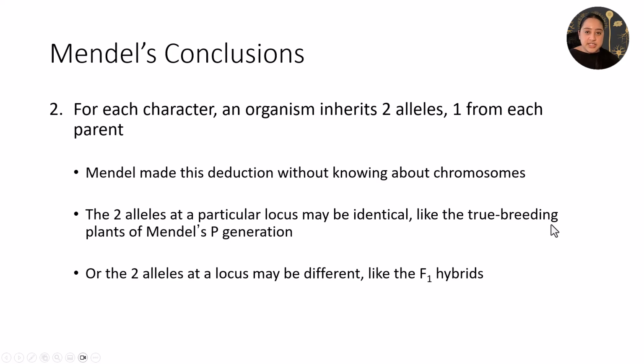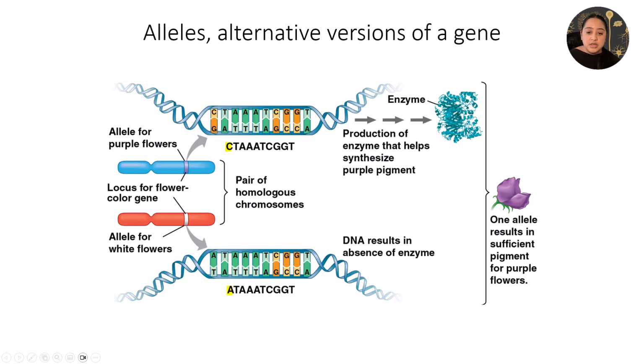If I go back to this picture, these 2 alleles can exist in the same flower, but because one is dominant, the purple flower color is going to be expressed and the other one isn't. So that's why the ones in the F1 generation all look purple, despite the fact that they have both alleles.